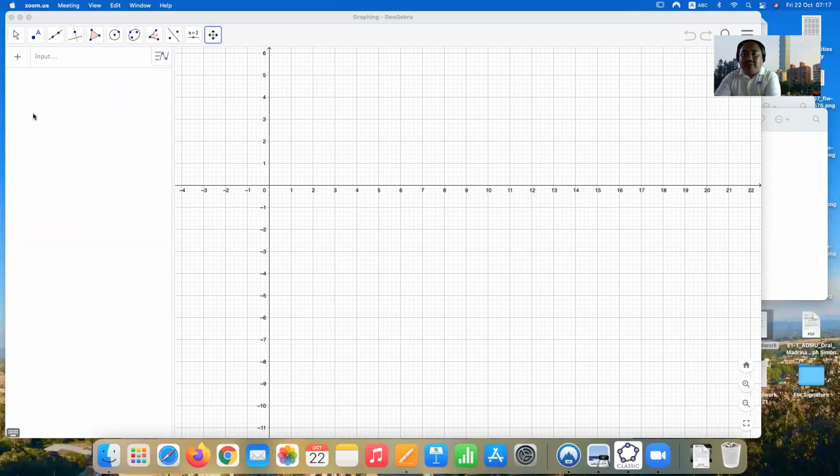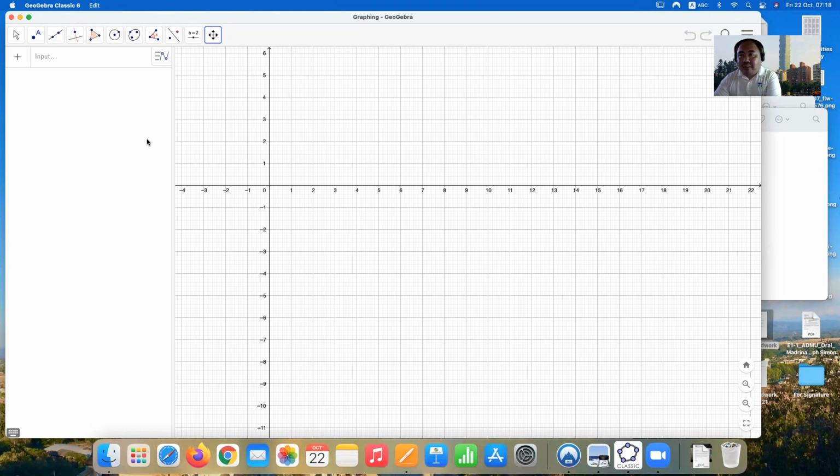All right, so we move on to our second mini lesson for today, and that is how is GeoGebra able to help you do operations on functions? So remember that your functions can be operated on. You can add functions, you can subtract functions from each other, you can multiply functions, you can divide functions, and you can additionally compose functions.